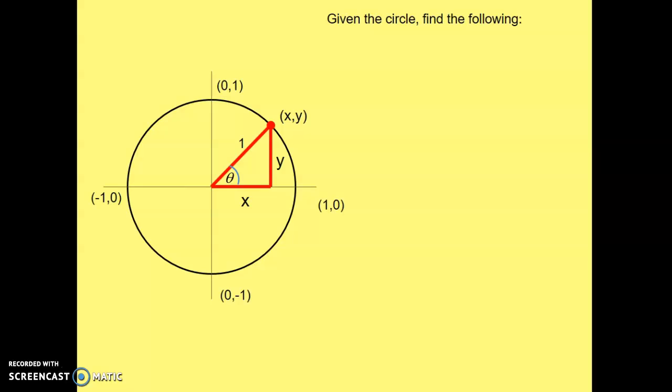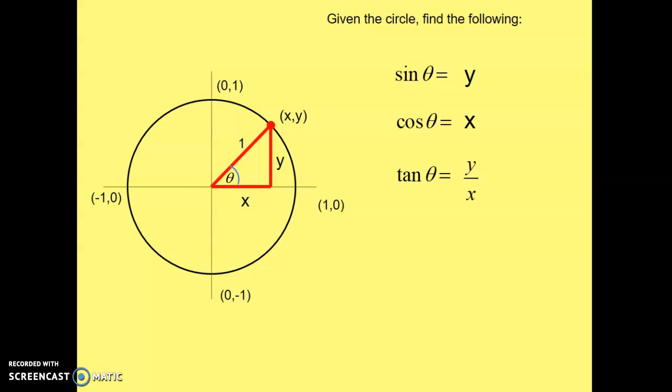So, given the circle, you're going to find the following. Sine. Okay. So the sine of theta, based on right triangle trig, is the opposite over the hypotenuse. Well, the opposite side is y. The hypotenuse is 1. So y over 1 is just y. For cosine, the cosine is the adjacent over hypotenuse. The adjacent side is x. Hypotenuse is 1. So x over 1 is just x. For the tangent of theta, it is opposite over adjacent. The opposite is y. The adjacent is x. So tangent is y over x.